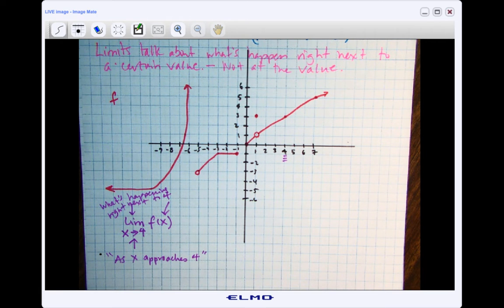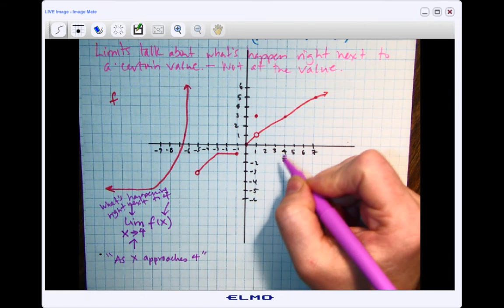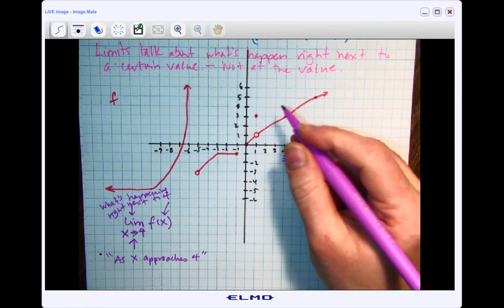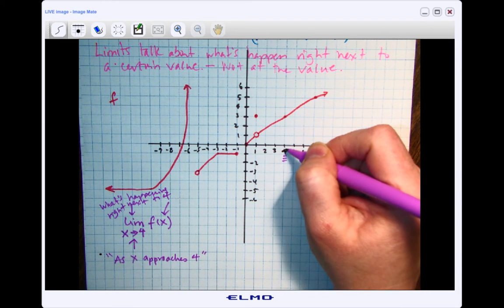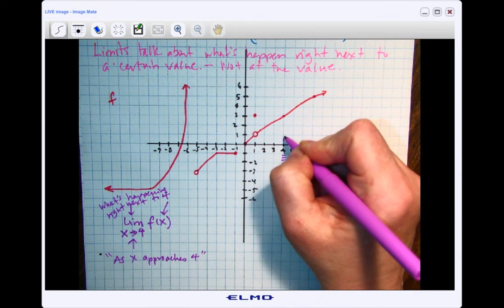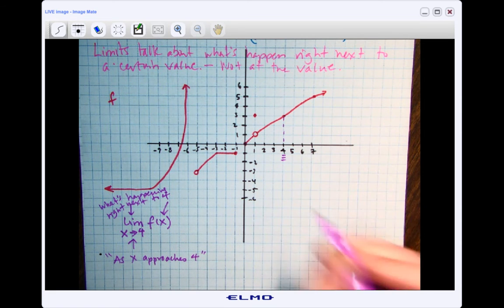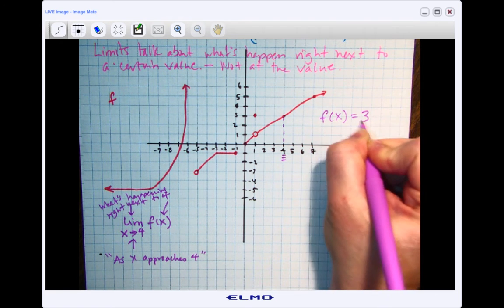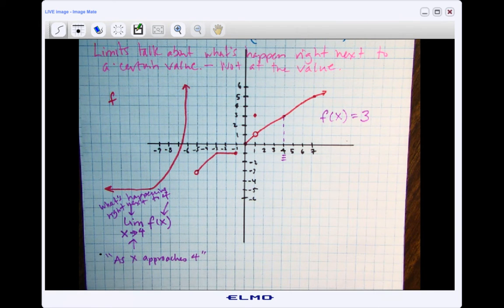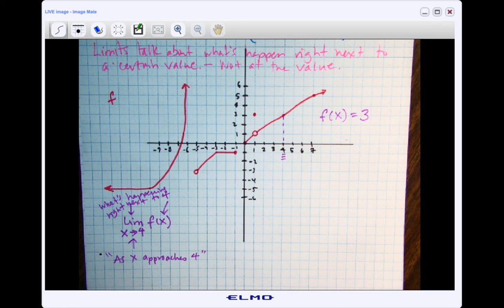Okay, so let's take a look. Here it is, our value at 4. So this is my x value at 4. Let's go up to where the function is. Hopefully everyone knows that f of 4 is actually equal to 3. So if you were to evaluate this function, the value would be 3. But we're not interested in what's happening at that moment in time. We're interested in what's happening close to that value when we're talking about limits.